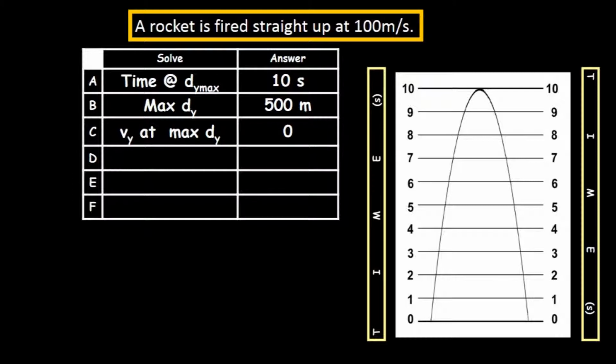Okay, so the velocity at D max is going to be 0, and that's always. Now the next question, we're going to do a sneak peek, okay? All right, we're going to leave this one for Amir.